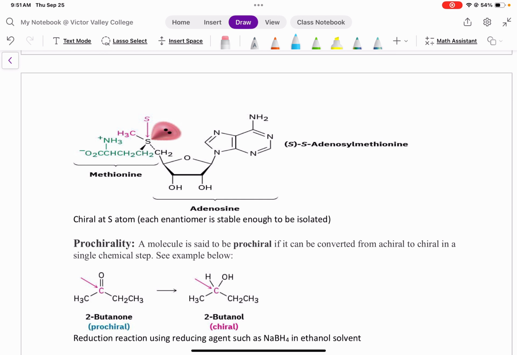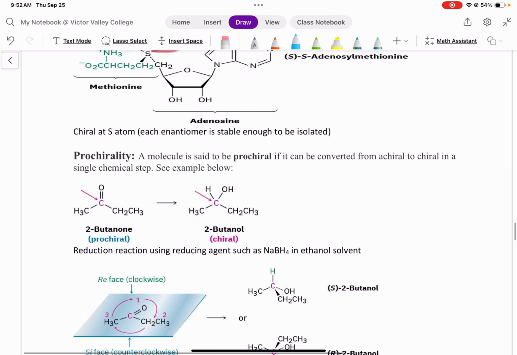Now that sulfur is really cool too. It's got a lone pair with 3 branches. So it's chiral as well. Okay, but these are rare, right? So treat the lone pair just like hydrogen.